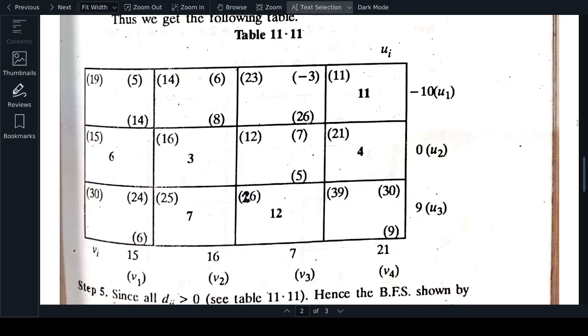Similarly, here you see the C14 cost is 11. So U1 plus V4, and V4 we know the value, then we get U1. U1 is minus 10. C32 is 25, so U3 plus V2, so ultimately we get 9. And C33 is 16, U3 plus V3, so we get V3 from this. So you see we find out all the values of U1, U2, U3, V1, V2, V3, V4. In this way, we find out all Ui and Vj.